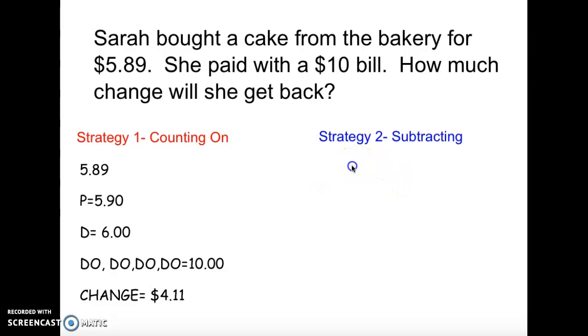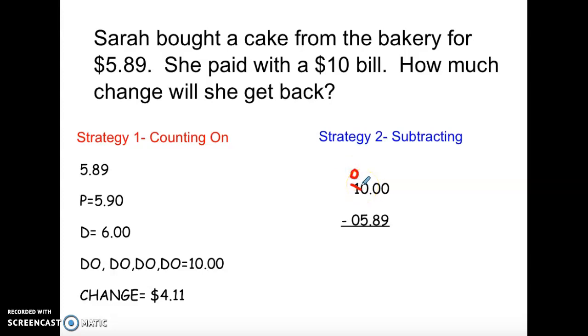Our other strategy is we are going to move that down a little bit. We are going to subtract our problem. So we're going to start with our $10 and we are going to subtract $5.89. So we can get that to line up better. So when we do that, if you remember our subtracting methods, we have to go across zeros. We start with the ones place, but we can't do 0 minus 9, so we have to go all the way over to our first number that has something other than a 0.